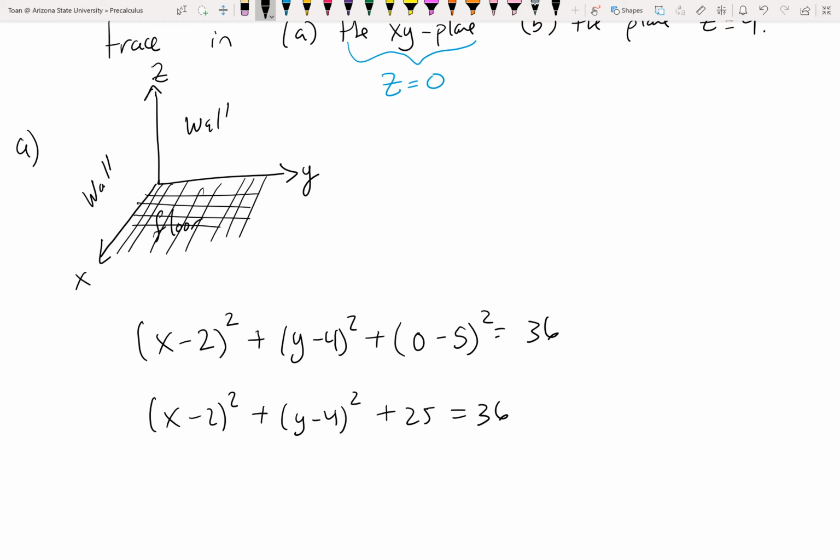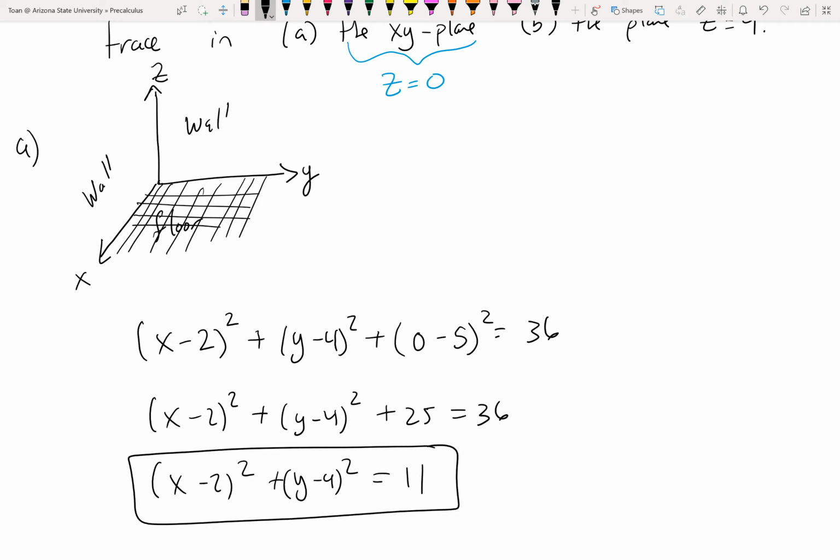And then, of course, in the equation of a circle, all the constants are on one side. You go ahead and subtract it to the other side. So 36 minus 25 is 11. So that is the equation of the trace of the sphere.